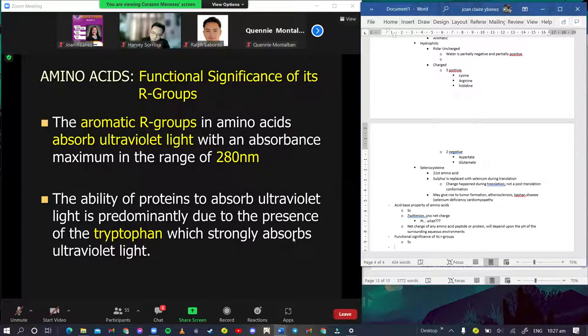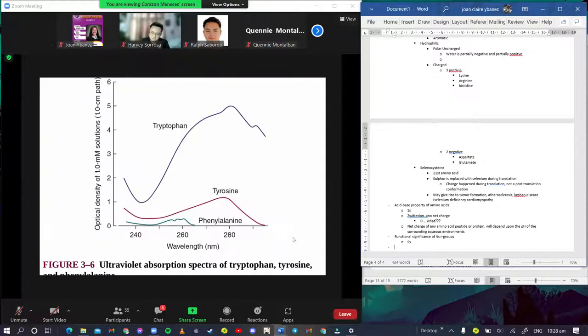I think everybody has seen CSI, where they look to find out if there is a blood stain in the environment. If it glows, that is the aromatic R group, but more importantly, it is referring to tryptophan at the 280 nm wavelength of ultraviolet light.